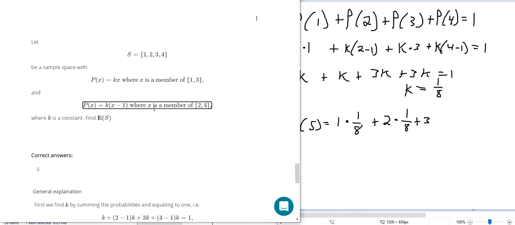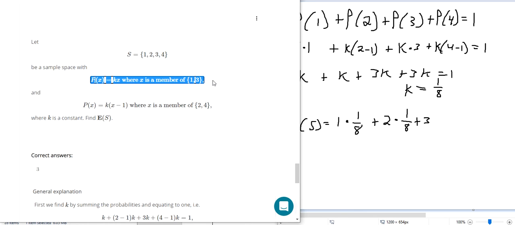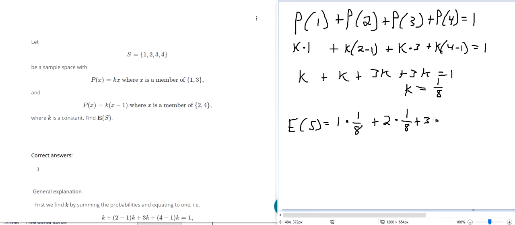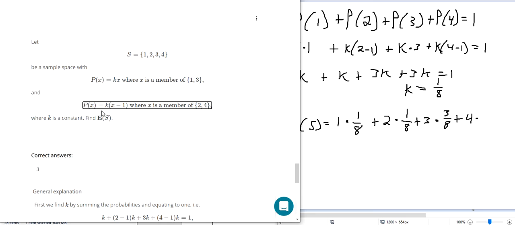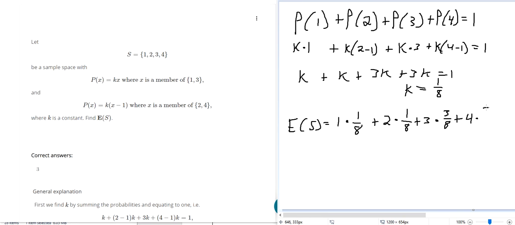Could get a 3. And then the probability of getting a 3 is 1/8 times 3. So that's 3/8. And then there's a 4 for an option. So we use this bottom formula. 4 minus 1 makes 3. 3 times 1/8 makes 3/8.